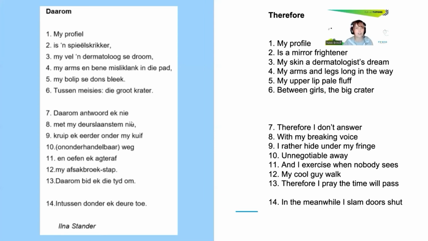Then in line 9, kruip ek eerder onder my kuif ononderhandelbaar weg. What does that mean? And why are there brackets in line 10? So kruip ek eerder onder my kuif weg. That means I'd rather hide behind or under my fringe. And ononderhandelbaar, that long word in the brackets says non-negotiable. So one, the bracket is showing that he will hide behind his fringe.